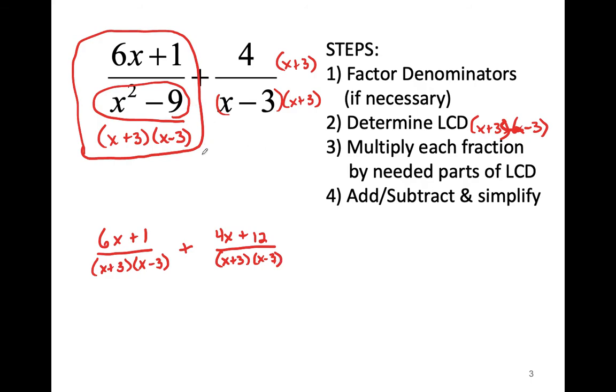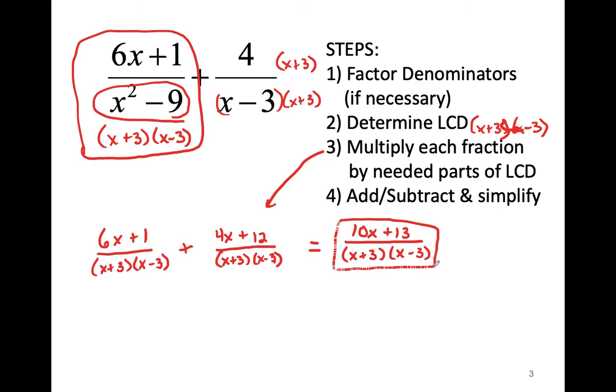All right, and now, that's step number 3 right here. We've multiplied, we've gotten common denominators. So now the last thing we need to do is add and subtract. So 6x plus 4x, I know that's 10x, and 1 plus 12 is 13. This will all be divided by x plus 3 and x minus 3. And that is my answer.